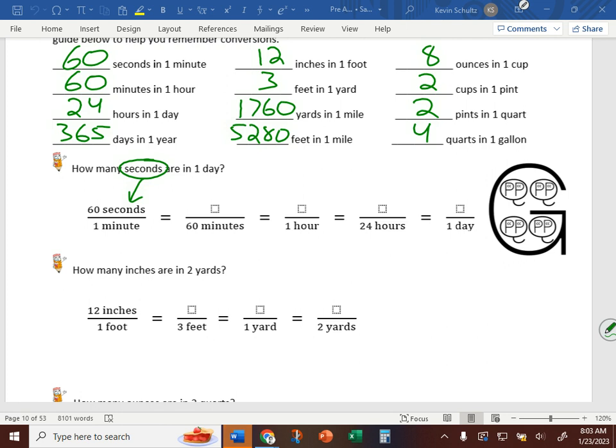Okay, so we're starting up here. How many seconds are in 1 day? Seconds is where we start. What do we know about seconds? You know, there are 60 seconds in a minute. That's how you get your first fraction. And then day, that's where we want to end, right? That's our final answer, right?